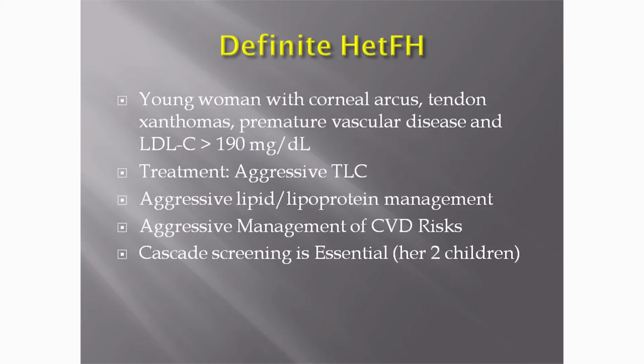What's the treatment? It's aggressive. She needs aggressive lipid-lowering therapy, and she also needs aggressive therapeutic lifestyle changes. She was not exercising every day, and she was overweight, and so these are things that we need to deal with. It's not just a medication issue, it's a lifestyle issue as well. She also needed cascade screening. She has 2 children. Nobody has looked to see whether these 2 children have the disease.